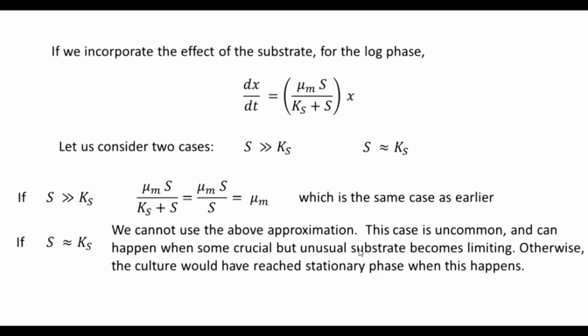This case is rather uncommon in the case of a batch bioreactor, and can happen when some crucial but unusual substrate becomes limiting. Otherwise, the culture would have reached stationary phase when this actually happens. That's because in the batch, you typically make sure that you have enough substrate. But there are situations when this can arise, and this also has great relevance in the continuous bioreactor analysis. So let us start looking at it here where it has some application, and then picking it up for the continuous case becomes a little easier also.